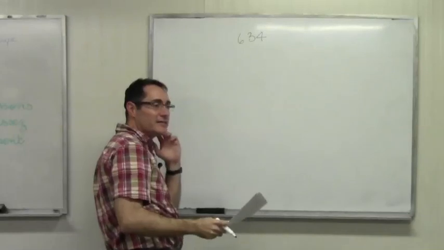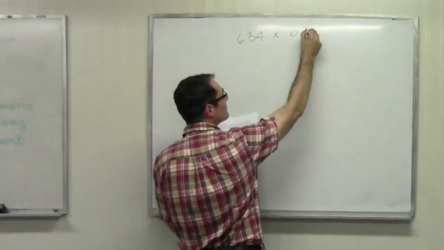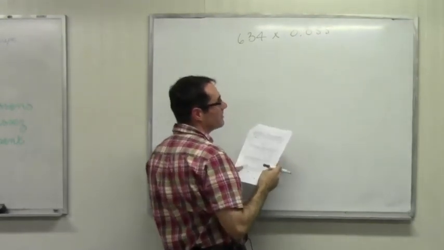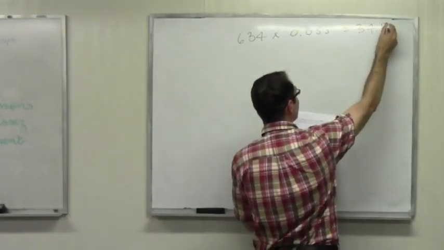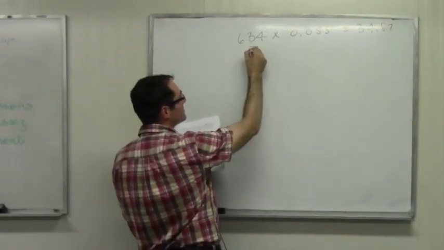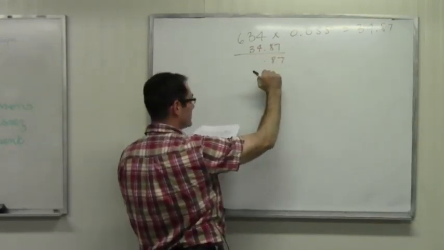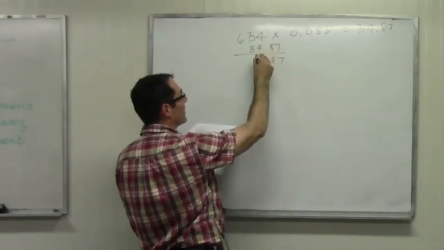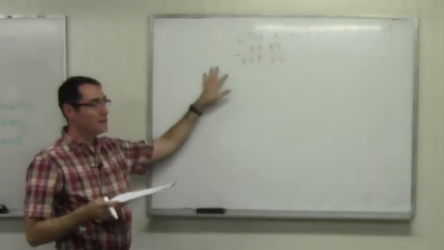OK. All right. Well, 634. How do you calculate the tax? Multiply by 0.055, because that's 5.5%, right? And that gives you $34.87 tax. So how much do you pay? Well, you pay 634 plus 34.87, and you get $668.87. That's how much you paid.